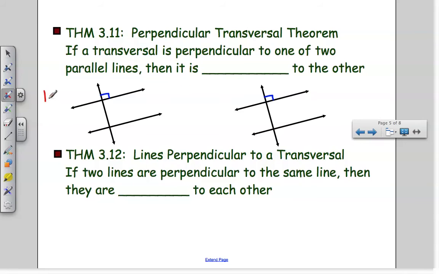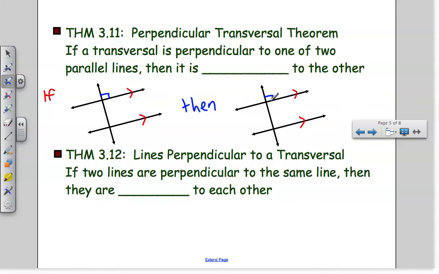So if this is true, if we have a perpendicular line, oh, you know what? They said that the lines were parallel. We have a transversal. It is perpendicular to one of two parallel lines, then it is what to the other? Now, if these lines are parallel, what do you know? You know corresponding angles are congruent. You know alternate interior angles are congruent. Alternate exterior angles are congruent. You know consecutive interiors are supplementary.